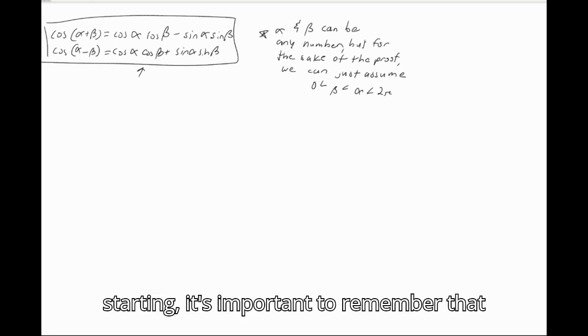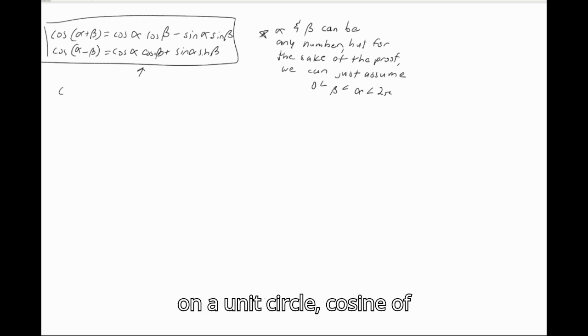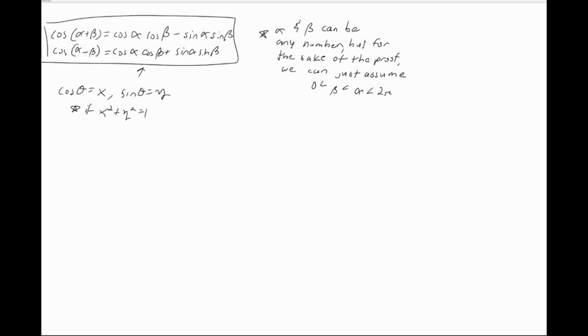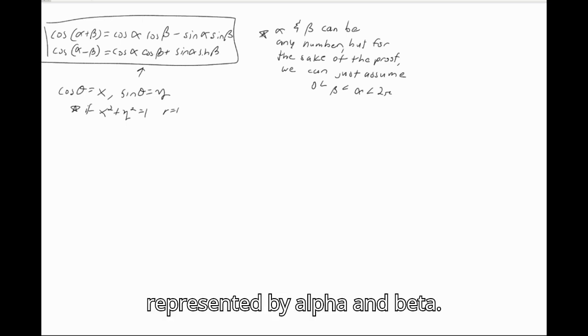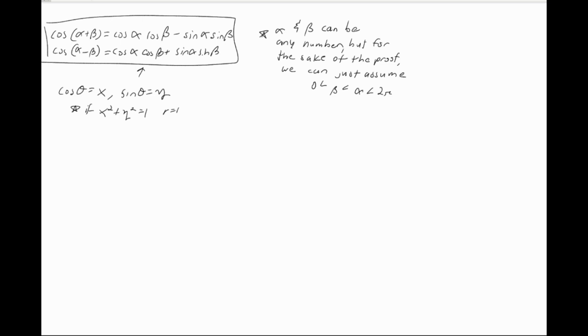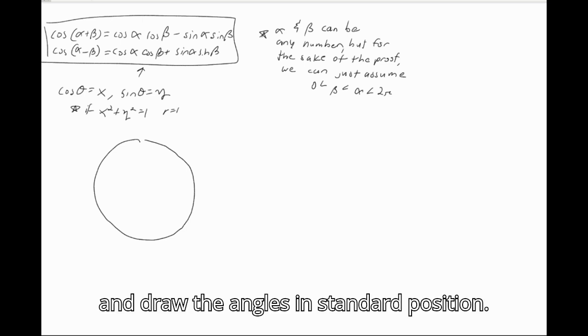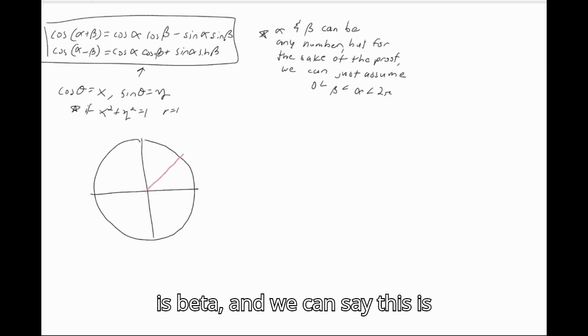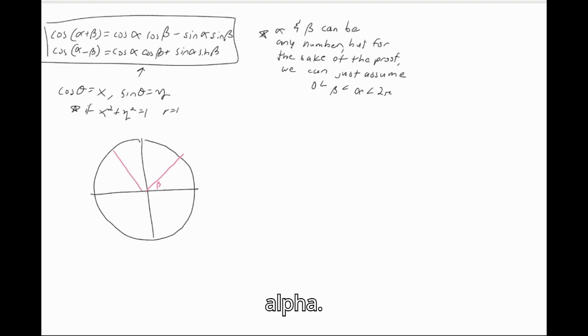But before starting, it's important to remember that on a unit circle, cosine of theta is equal to x and sine of theta is equal to y, the y coordinate, because the radius is 1. So in this formula, there's two angles represented by alpha and beta. Now we can draw a unit circle and draw the angles in standard position. So we can say this is beta, and we can say this is alpha.